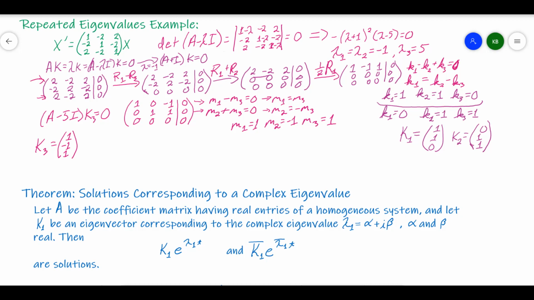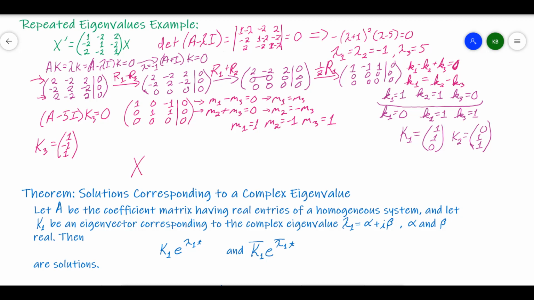Again, we want to make sure that there's no way we could combine these. We want to check and make sure that they're linearly independent. If they came from different eigenvalues, that shouldn't be too much of a problem. So here we go. We've got our 3 eigenvectors to go with our eigenvalues, so we can go and put our general solution together.